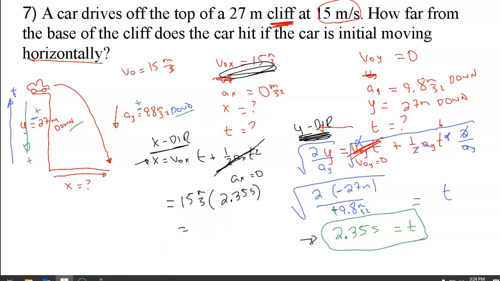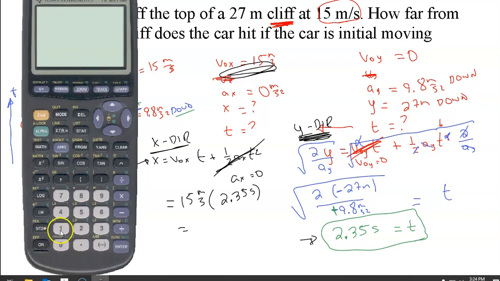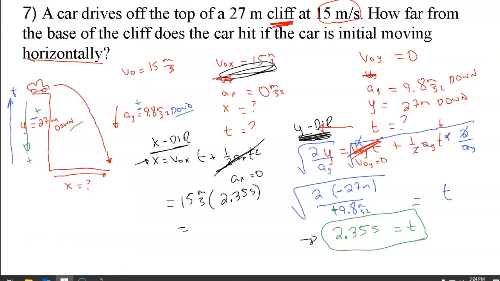And we're up around, I don't know, 37 or something like that. Let's see what it is. 15 times 2.35 is 35.25. Okay. The second here cancels the second there, nothing but meters left, which is good because we were looking for a distance. That was number 7.